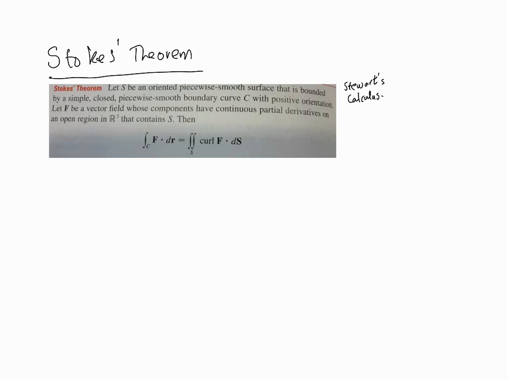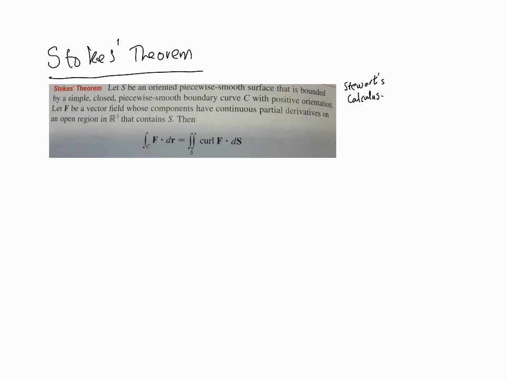So what it says is, let S be an oriented piecewise smooth surface that is bounded by a simple closed piecewise smooth boundary curve C with positive orientation. And you remember what that is. A positive orientation is when you go around the curve and the region is to your left. So in other words, it's an anti-clockwise oriented curve.